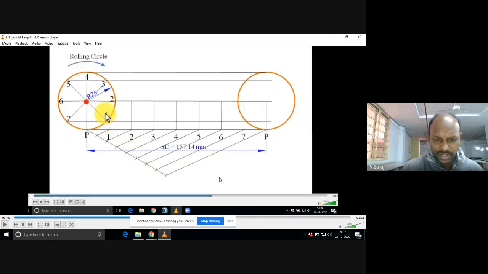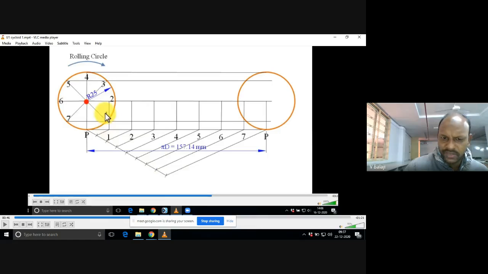Are you able to follow? Any difficulties? Yes, sir. So this is the center dot, right? Up to the center line, you need to draw these perpendiculars. From 1, from 2 one perpendicular at the center line, from 3 one perpendicular, like that. Now almost the problem is over.